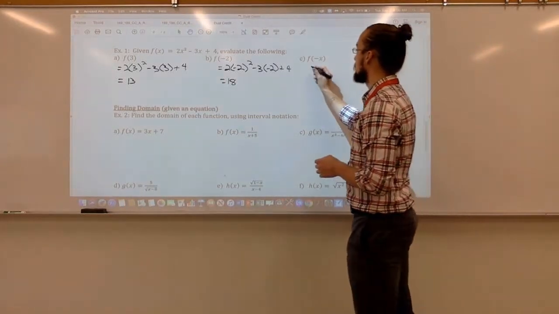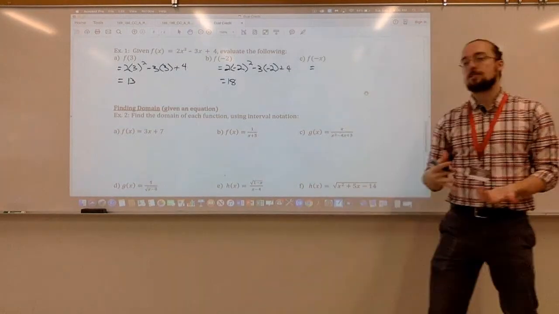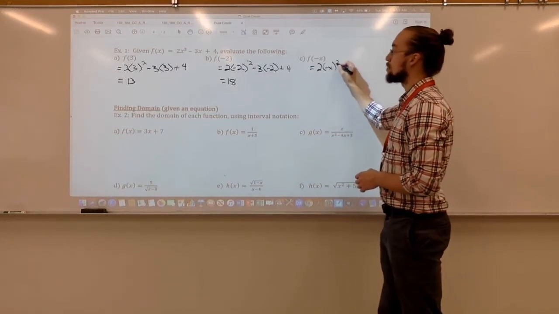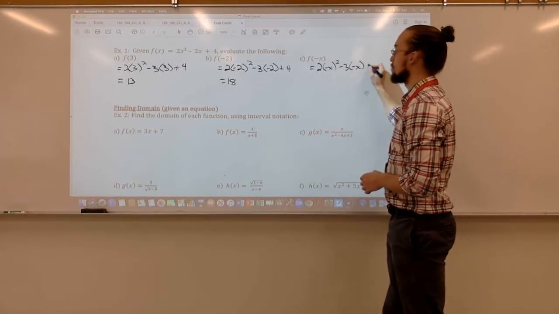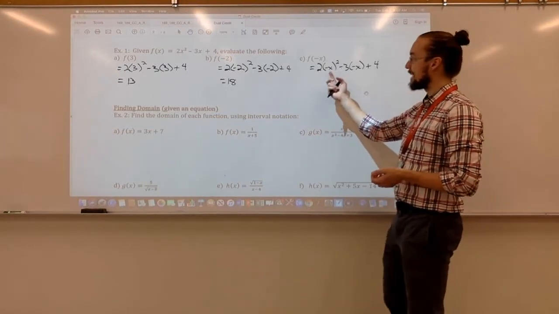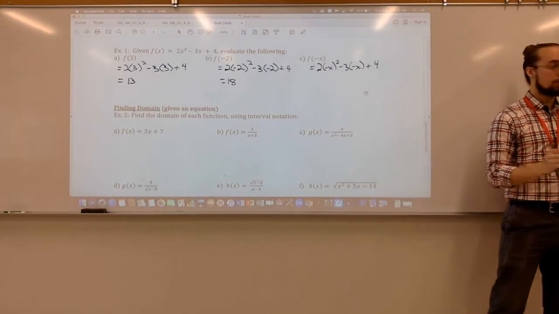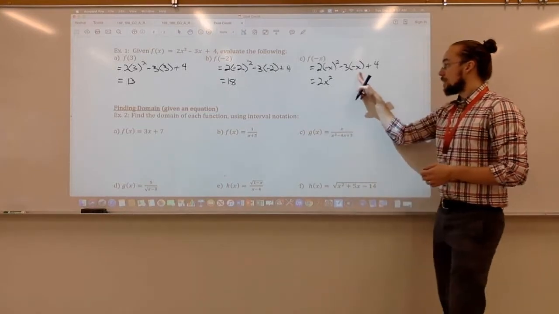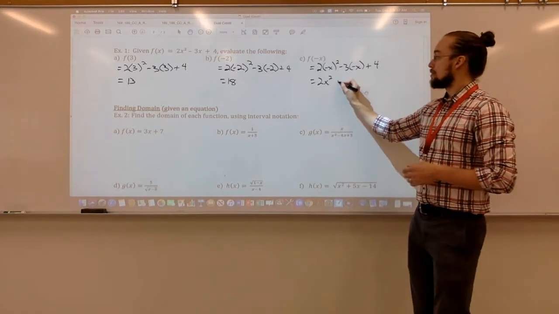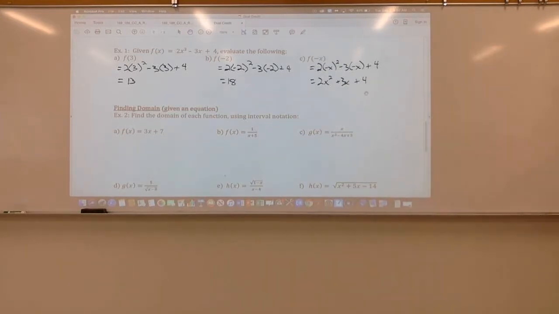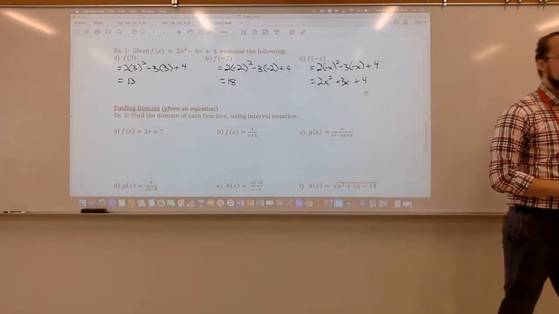It's the same idea. I'm just going to plug negative x in everywhere I see an x. So this will be 2 times negative x squared minus 3 times negative x plus 4. And simplify. So negative x squared would just be x squared, so this will be 2x squared. Negative 3 times negative x would be positive 3x plus 4. You okay with something like that?